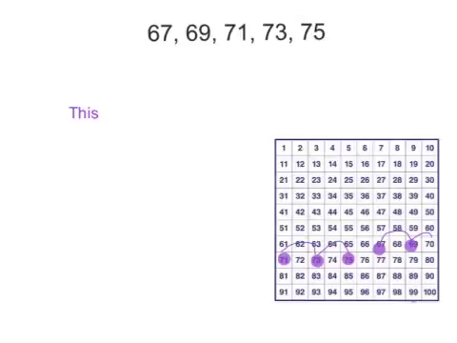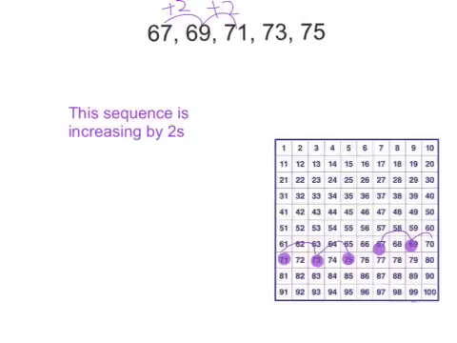this sequence is increasing by 2s because we were counting on 2 each time. So from here to here, it got bigger by 2, and then from here to here it got bigger by 2, and from 71 to 73 it got bigger by 2, and from 73 to 75 it also got bigger by 2. So this sequence is increasing by 2s.